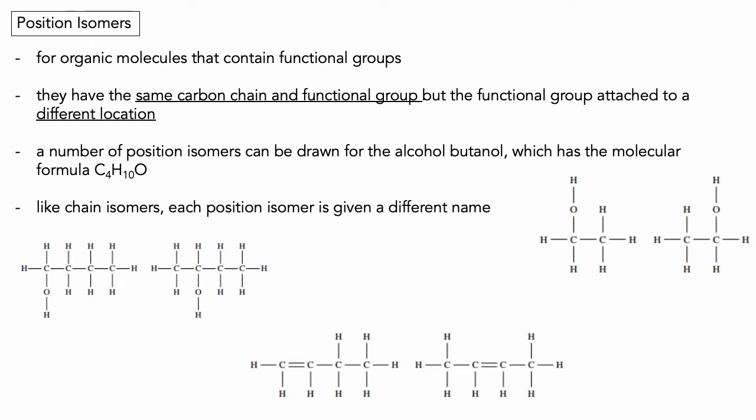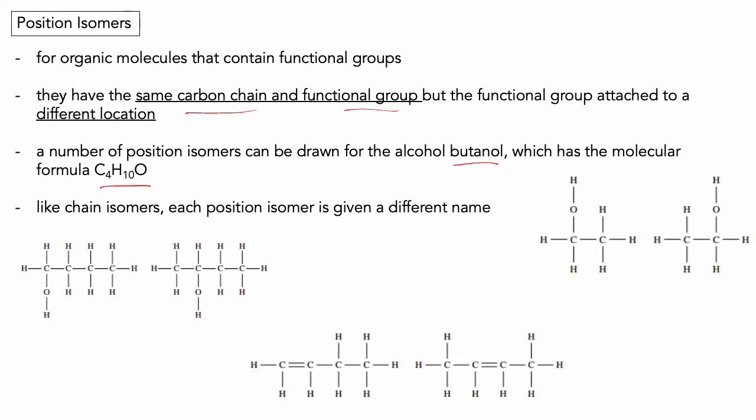If we had an organic molecule that contains functional groups, or at least one functional group, we could have what's called a position isomer. Position isomers have the same carbon chain or the same carbon backbone. They have the same functional group. The functional group, though, is attached to a different carbon, so it's in a different location. Hence, we give them the name position isomers. There's an example at the bottom that we'll look at, and we're going to look at two position isomers of butanol.